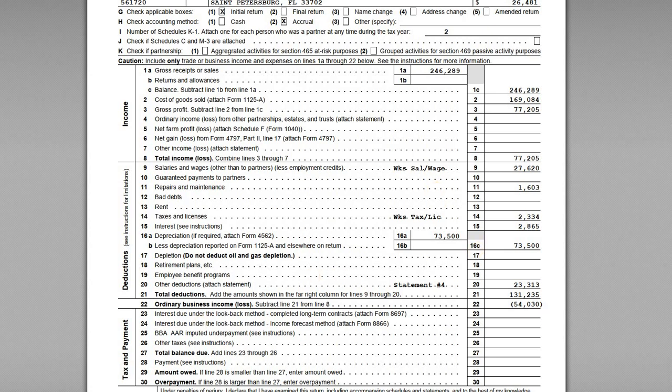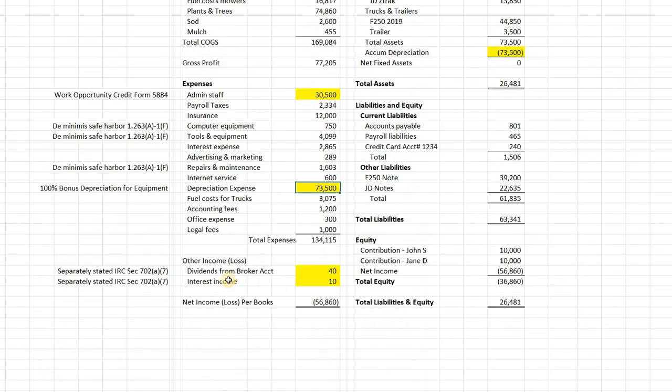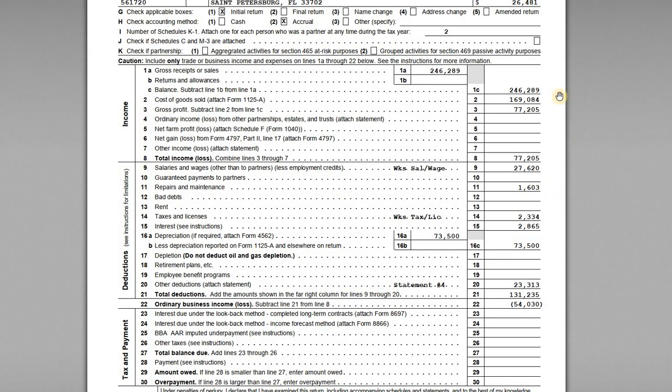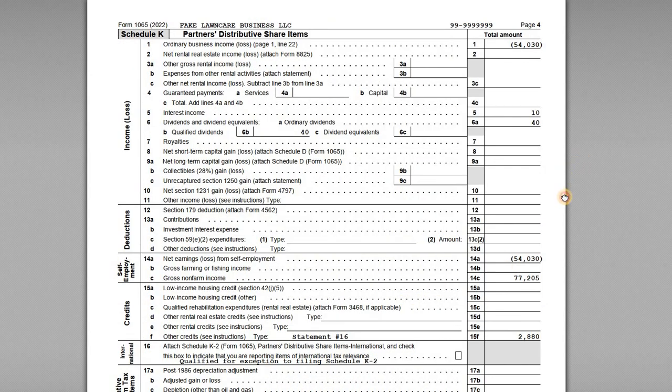So what's an example? Well, as I highlighted down here on the partnership financial statements, dividends, interest income, these pass-through items, they are separately stated as required by the tax code. So when we look at the page 1 of the 1065, you're not going to see the dividends or interest income being reported here, right? It's going to be separately stated on the K1.